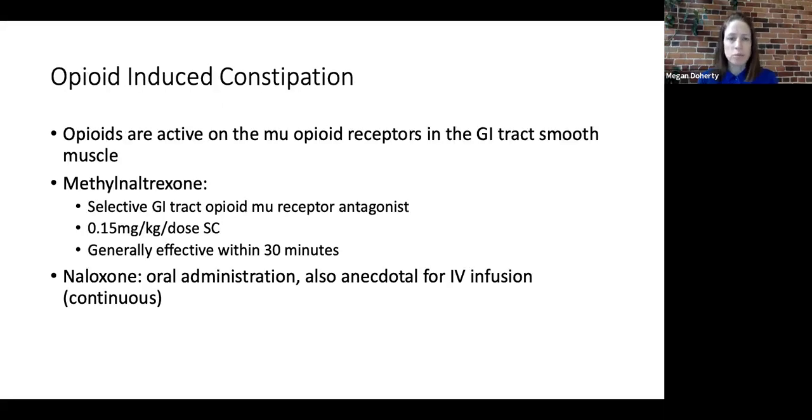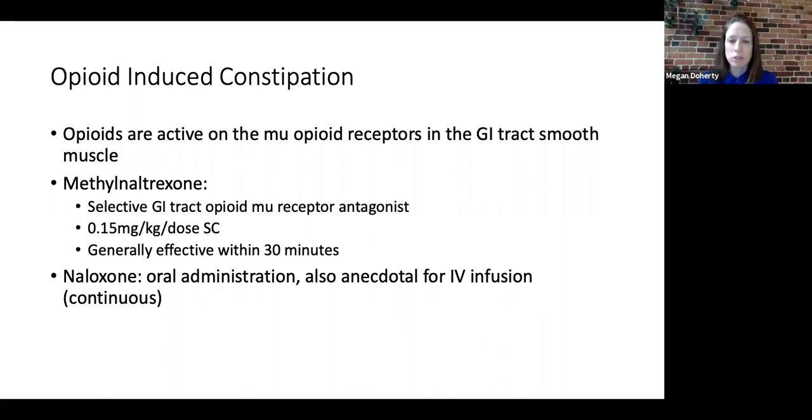For opioid-induced constipation, we know that opioids are active at the mu-opioid receptors in the GI tract smooth muscle, and we want to block this action to relieve those mechanisms which are causing the constipation. There are 2 medications which are opioid antagonists, which can be used for this purpose. Methylnaltrexone is a selective GI tract opioid mu receptor antagonist, and the dosing is given here. It's generally effective very rapidly, within 30 minutes.